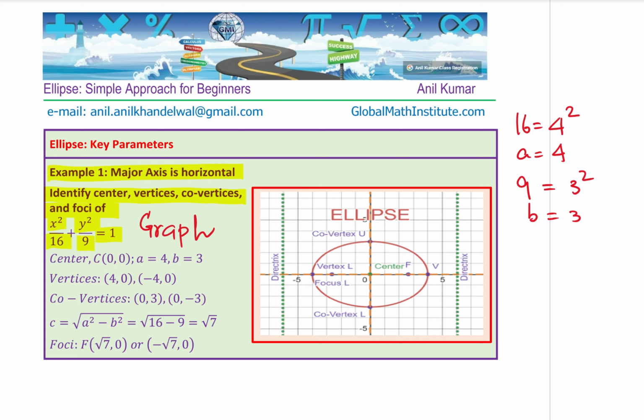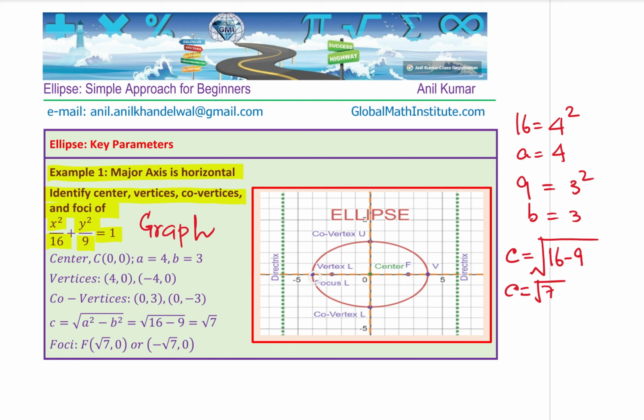We know that now. Immediately after, we can find what c square is, or c. C is the square root of the difference of these, right? So 16 minus 9, 4 square minus 3 square. And we get the value of c, which is equal to, as shown here, 16 minus 9 gives you the value 7. So the square root of 7 is the value of c. Once you find the value of c, you can find all the points.